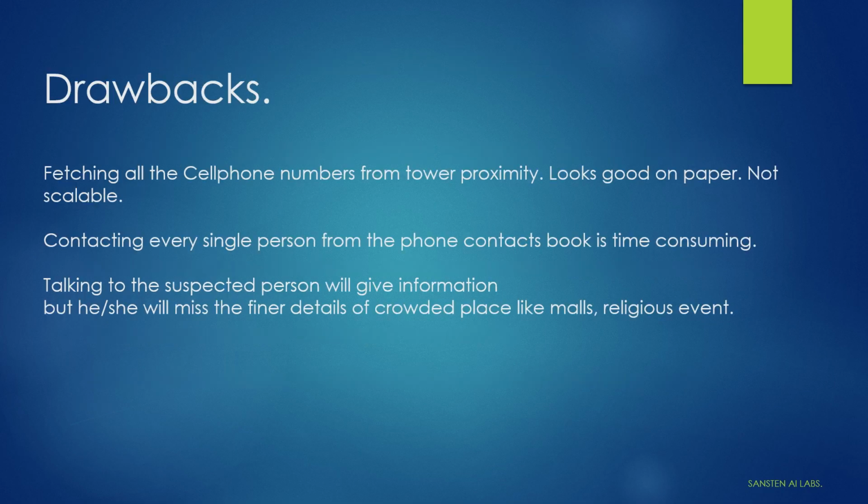And the drawbacks. Fetching all cell phone numbers from a tower's proximity looks good, but it's not scalable. It is definitely possible, but the problem is collecting all the cell phone numbers from each location. I think it requires a lot of resources to work. There is not just one person, there may be a hundred, so it is too tedious to get those details.